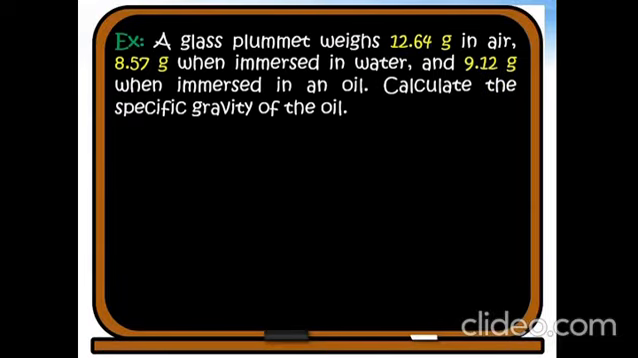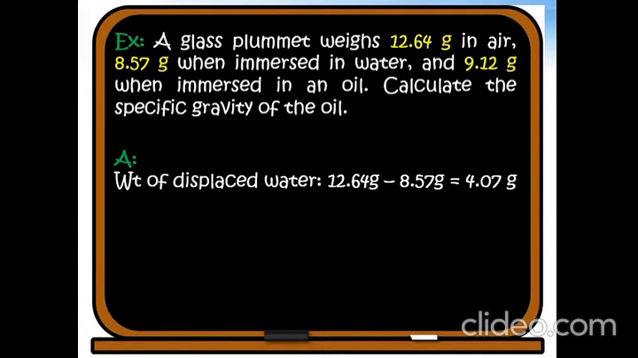Let's look at an example. A glass plummet weighs 12.64 grams in air, 8.57 grams when immersed in water, and 9.12 grams when immersed in an oil. Calculate the specific gravity of the oil. Weight of displaced water, that is 12.64 grams subtract 8.57 grams. And actually, that is 4.07 grams.